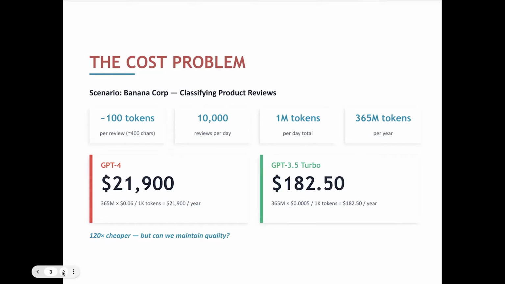However, if we switch to a smaller model like GPT 3.5 Turbo, which would cost about 1/20th of a cent per 1,000 tokens, that total comes out to just $182 per year for the same task. Our question now becomes, can we maintain acceptable quality with the cheaper model? And that's what this chapter is all about.